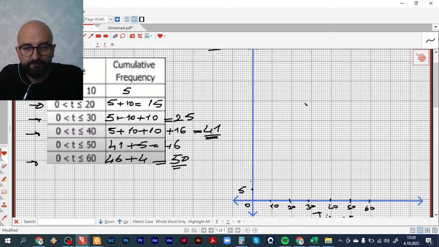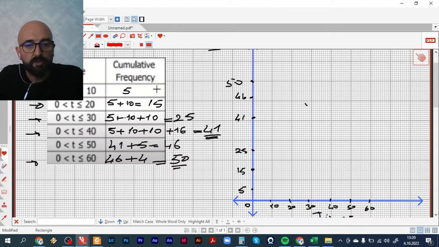The cumulative frequency values are 5, the point is here, and 15, the point is here, and 25 here, and 41 here, and 46 is here, and the last one, also 50 and 50.